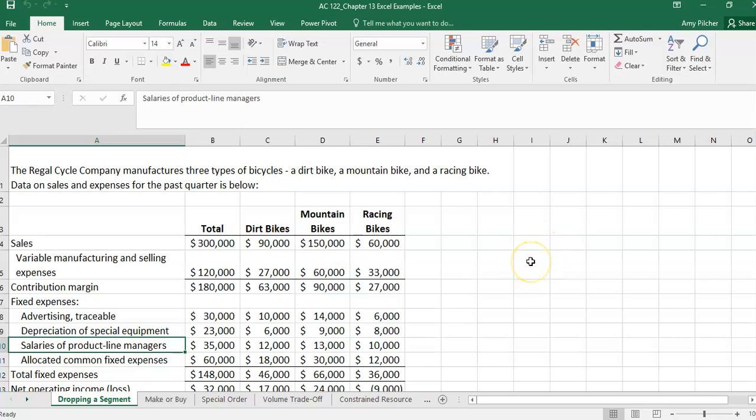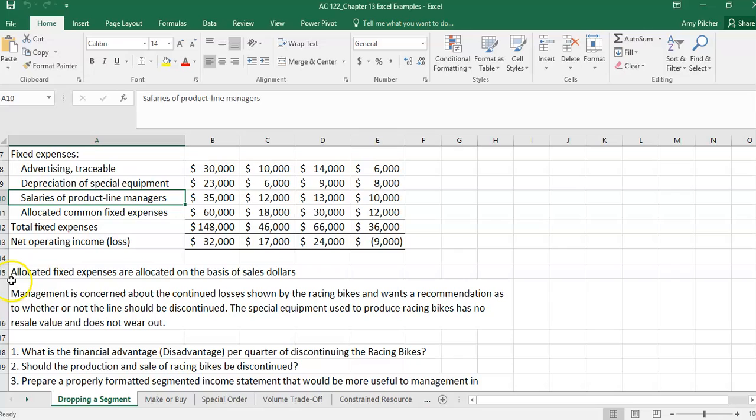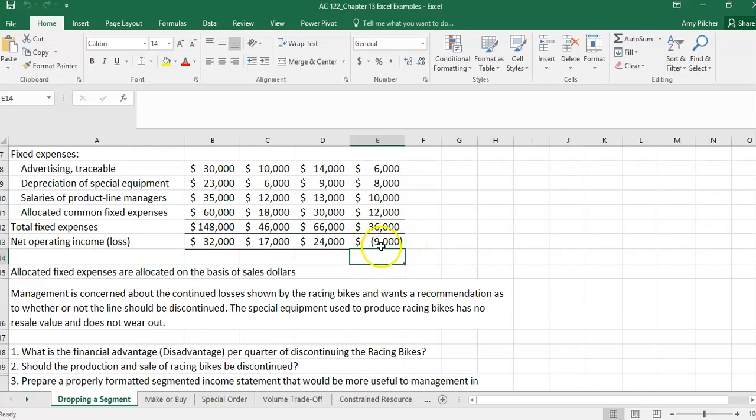So the first example that we're going to look at is dropping a product or a segment. So we have information about a company that manufactures 3 types of bicycles. And we have an income statement for each one of the product lines. We're also given information that the allocated fixed expenses are allocated on the basis of sales dollars. And we see that the racing bikes line has a net operating loss instead of a net operating income.